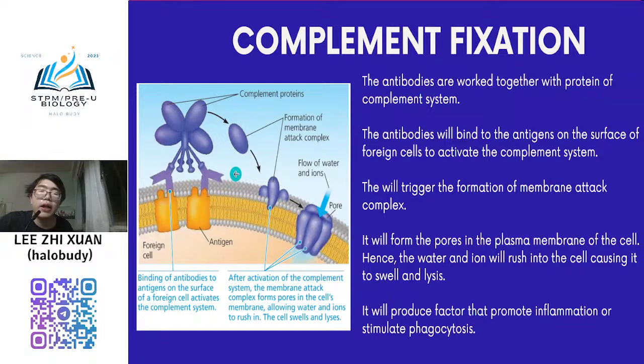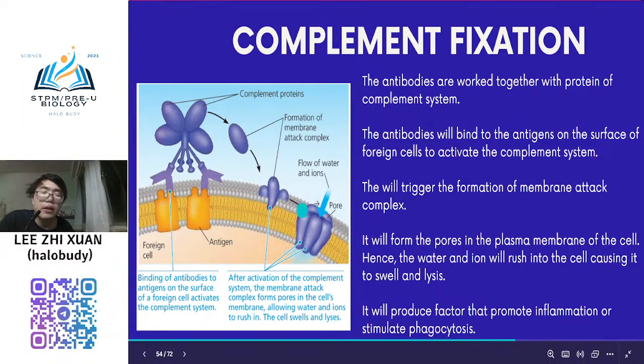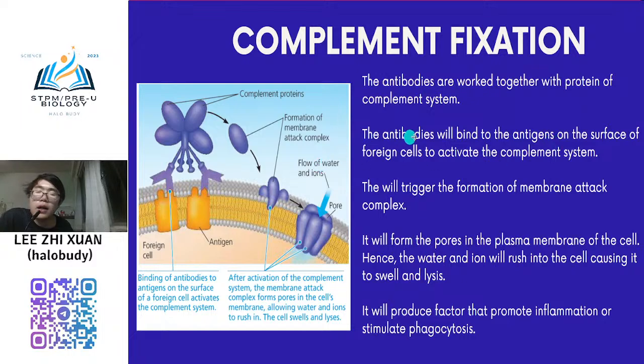Firstly, your antibody will bind to the antigen on the surface of the foreign cell to activate the complement system. The foreign cell can be a bacterial cell, a fungal cell, a virus, any foreign cell, any pathogen I can say. So this antibody will bind to the antigen, and then it will activate the complement system. The antibody at the same time will also bind to the complement system. So this will trigger the formation of the membrane attack complex.